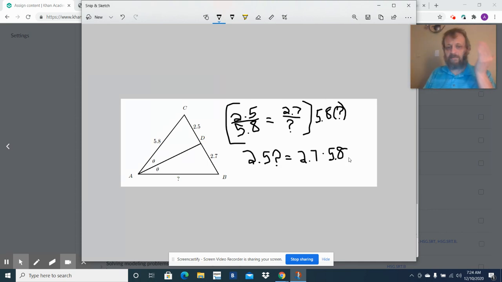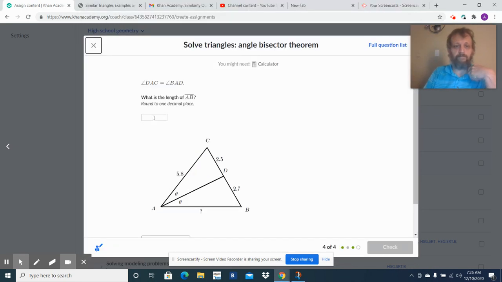Now again, I'm going to ask myself, is this a reasonable answer or not? Because I made that one mistake. So 2.5 is smaller than 2.7. So 5.8 should be smaller, but look, it's pretty close. So I don't think it should be a big difference. I think 6.3 is a very reasonable answer. 6.3.